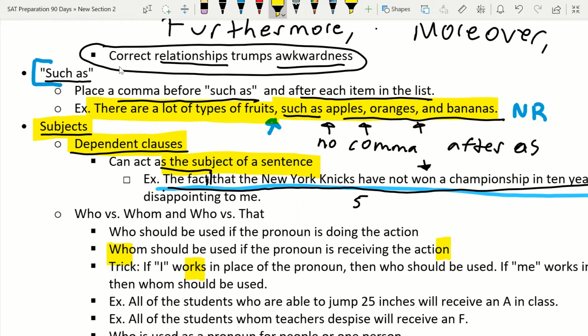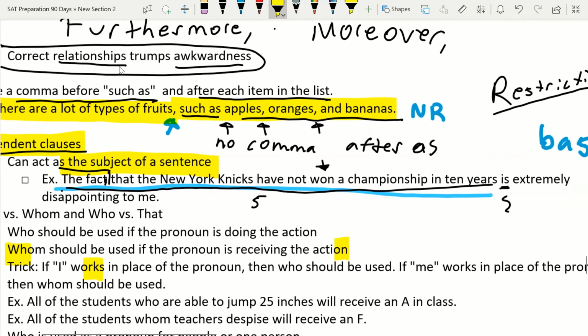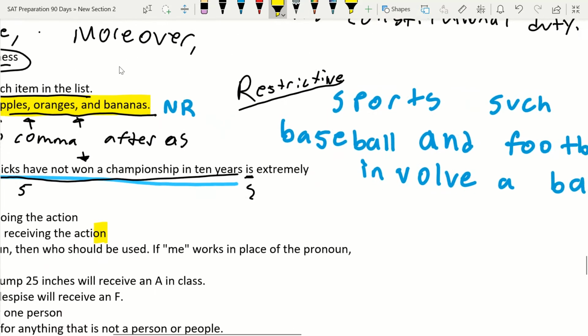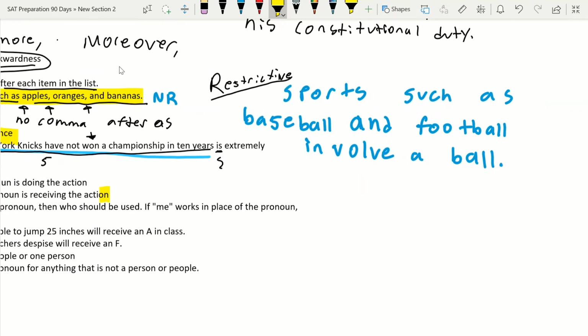Now, what about such as with restrictive? What's a restrictive form of such as, for example? Well, a restrictive form would be sports such as baseball and football involve a ball. Now, do all sports involve a ball? No, they do not. Therefore, this version of such as is indeed restrictive because it's referring to baseball and football, and there aren't other sports that it's saying, right? It can't say it's all sports because some sports don't involve a ball. Therefore, it is restrictive, and we do not use a comma before such as there.